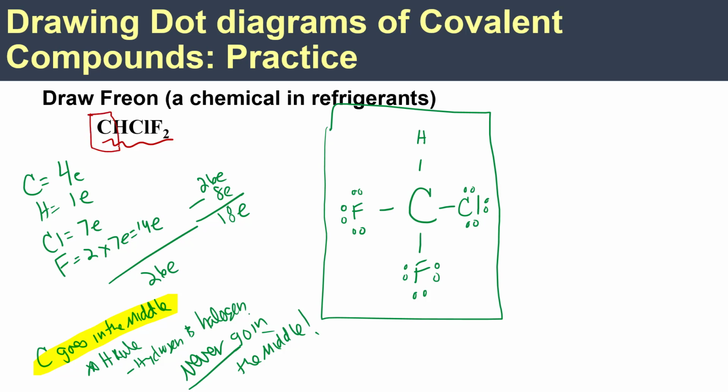So I'll give you guys another hint. Generally, the first element goes in the middle. Now, if you don't remember to put the least electronegative in the middle, or you don't remember that hydrogens and halogens never go, you can take a gamble and put the first element that's there. I would say 80% of the time, the first element is gonna go into the middle.